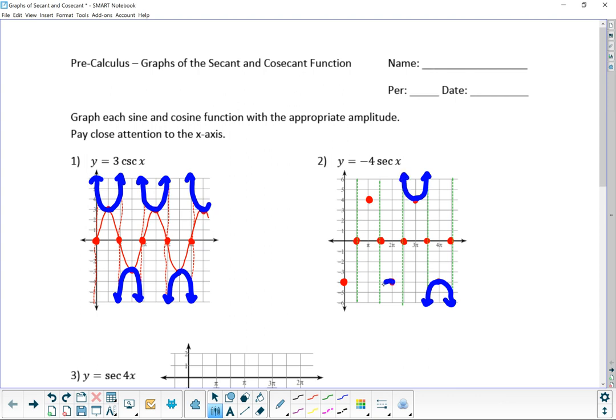It's going to do this one. You do this one. Remember, try to stay within the asymptotes. So this one, you just see a little bit of it. Okay.